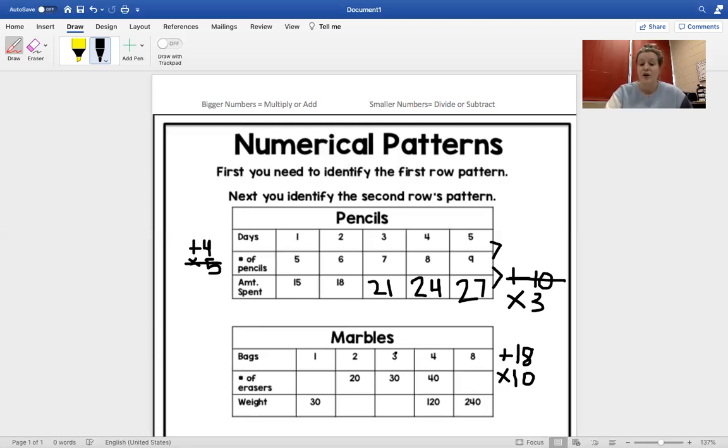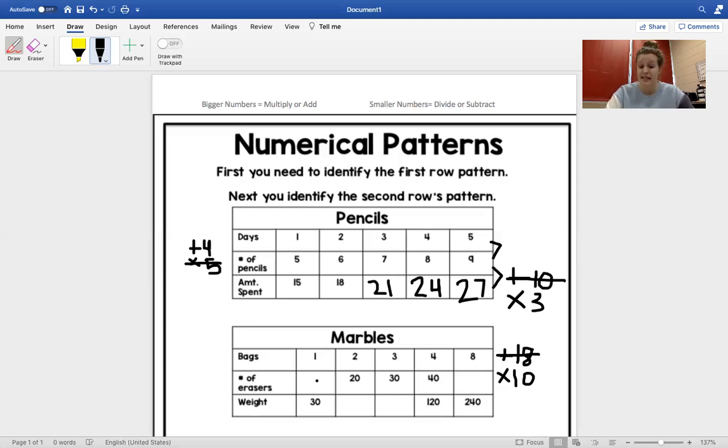Well, let's look here. What is 3 plus 18? Well, 8 plus 3 is 11. And then I have to carry a 1, and 1 plus 1 is 2. So that'd be 21. Well, this box says 30, so my rule cannot be plus 18. So let's check times 10. What is 3 times 10? 30. We can check the next box. 4 times 10 is 40. So our rule for first to second row is times 10.